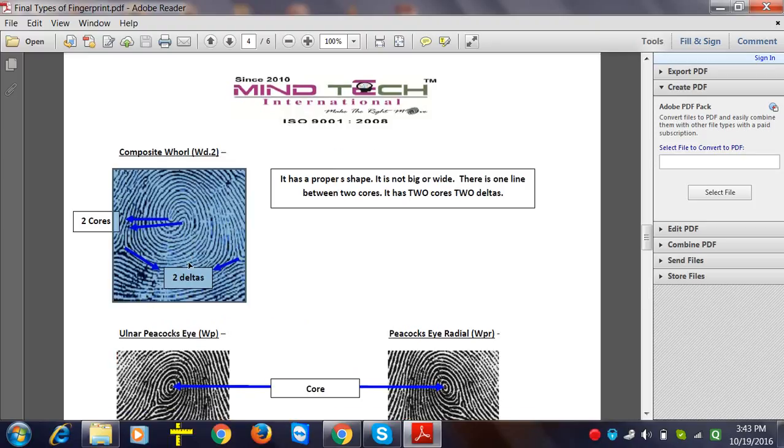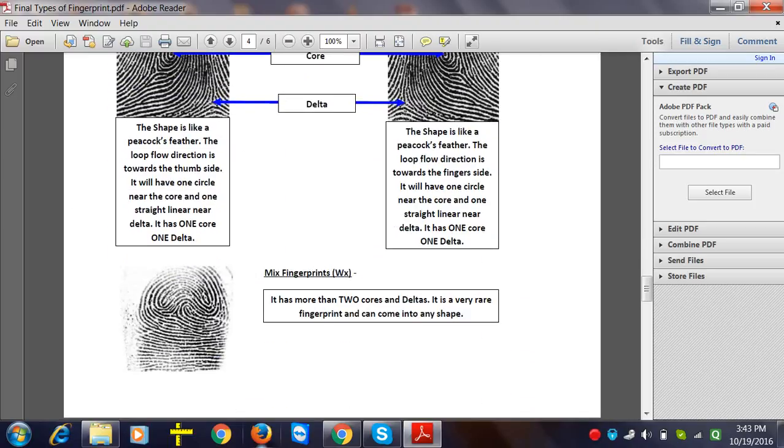Then we have mixed fingerprint. What is mixed fingerprint? You won't be able to recognize the pattern. There will be maybe two cores or three deltas, or anything like that. It is a very rare fingerprint. But how to do the ridge count? Whichever the delta and core is far, you will count and you'll put it into the software.